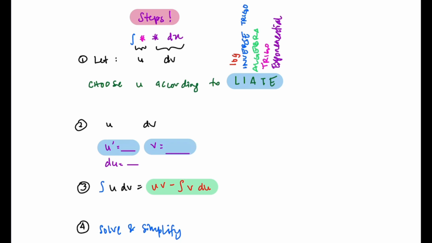For step number 3, let us rearrange the question back. The formula will be uv minus the integral of v du. So you take u from the question, you take v from here, minus the integral, take v again, and then take du. And then finally, let's solve for this integration, and then simplify the whole answer.